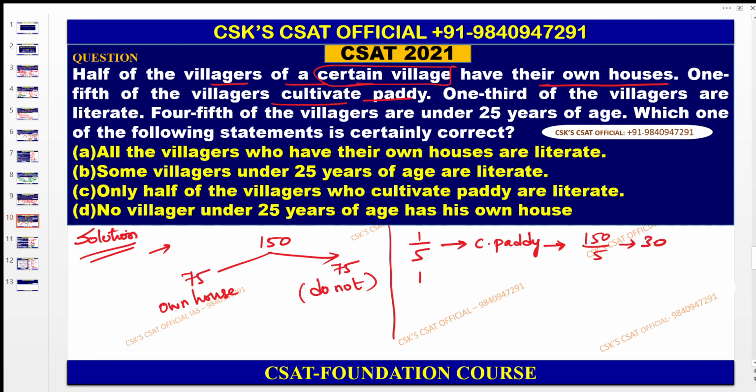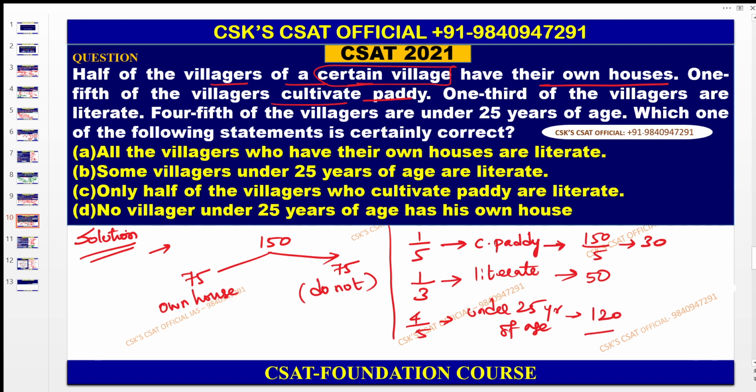So now 1/3 of the villagers are literate. 1/3 is nothing but 50. Now 4/5 of the villagers are under 25 years of age. 1/5 is equal to 30, so 4/5 is nothing but 120. Now read that. Which of the following statements are certainly correct? Certainly correct. So the word certainly plays a very vital role.